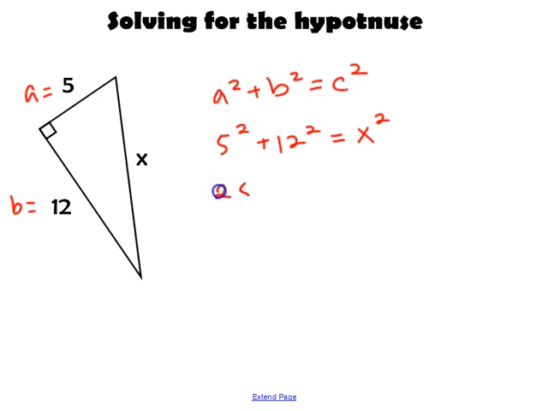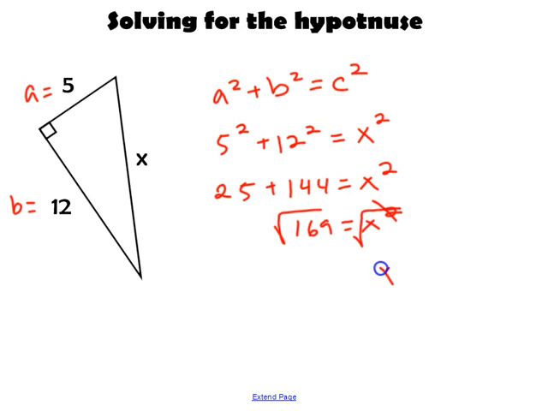5 squared is 25, 12 squared is 144, is equal to x squared. 25 plus 144 gives us 169, equal to x squared. Now from here, we can take the square root of both sides so that our x is isolated. The square root of 169 is 13. So this is our final answer. The missing side length, the hypotenuse, is 13.